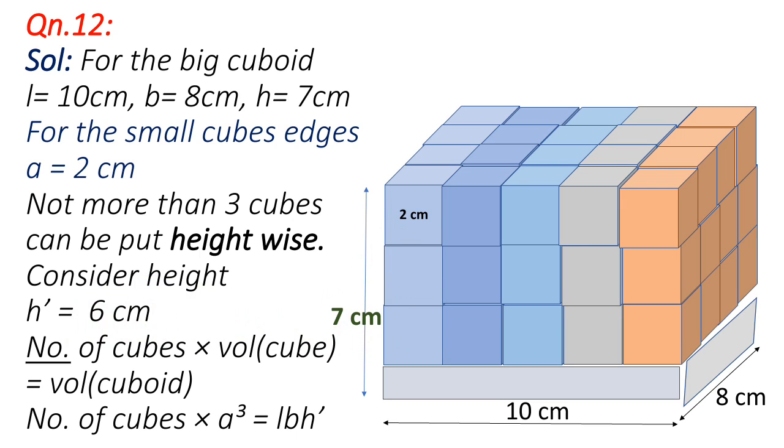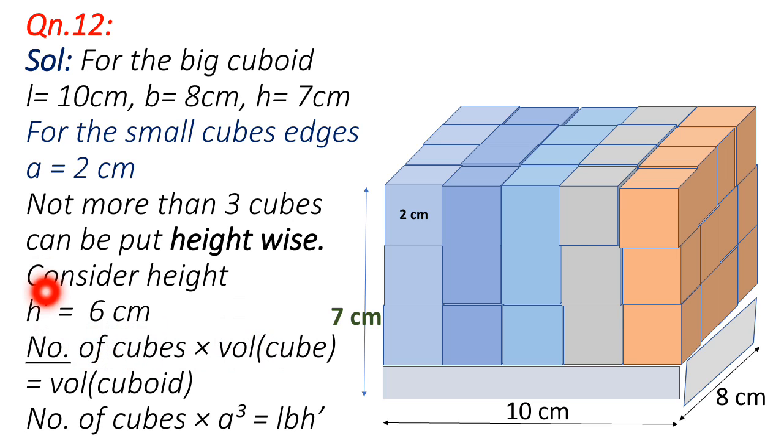So see here this line, if we equate the volumes, the number of cubes multiplied with the volume of each cube gives the total volume of the cuboid, correct. So as we know that volume of cube can be taken as the side cube or edge cube. So here a cube is the volume of the cube. You can see the last line, volume of the cube is a cube, and volume of the cuboid is length into breadth into height.